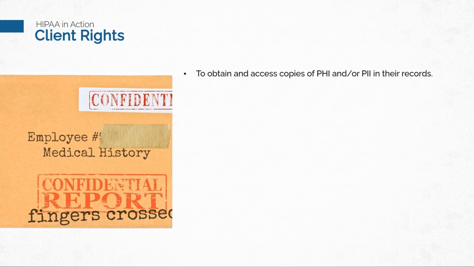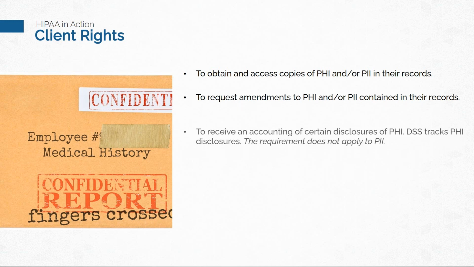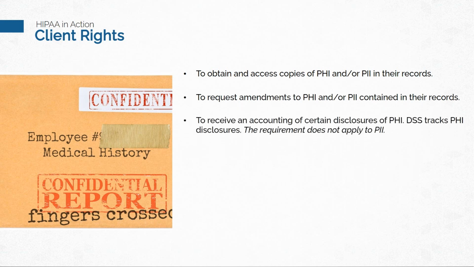Clients have the right to obtain and to access copies of PHI and PII in their records. They can also request that DSS amend their PHI and/or PII on record. Clients have the right to receive information about certain PHI disclosures that DSS tracks. This is known as an accounting of disclosures. However, this right does not apply to PII.